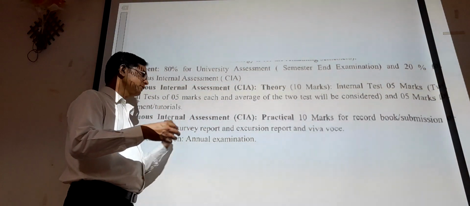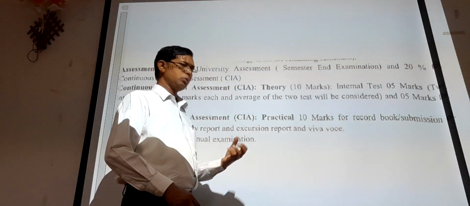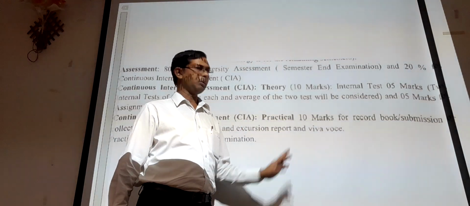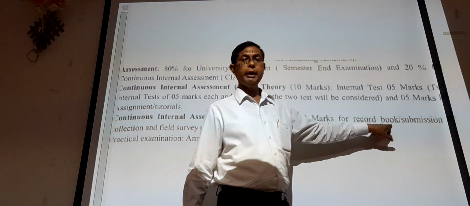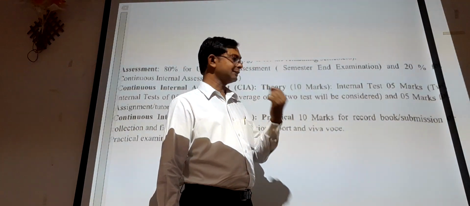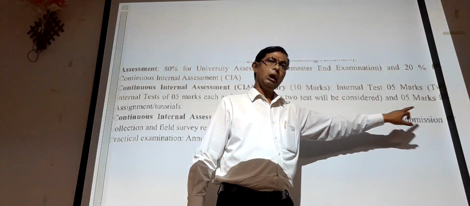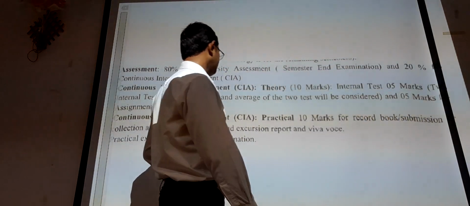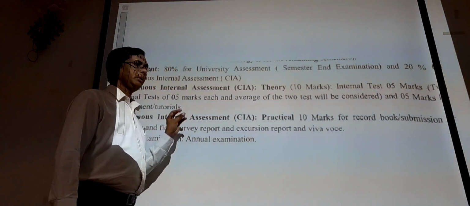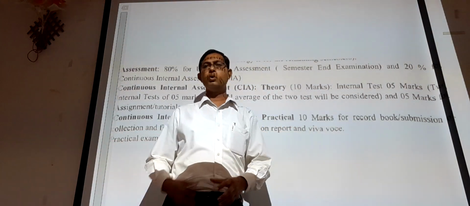For example, a field survey report, or project report, or excursion report, whatever you are going to submit, for that you will get the 10 marks along with the record book. So it is compulsory to keep the record book very neat, tidy and certified, then only you will get the marks for the record book. Along with that you have to do some submission like a collection, field survey, project report, excursion report, and along with that again the viva voce is there.